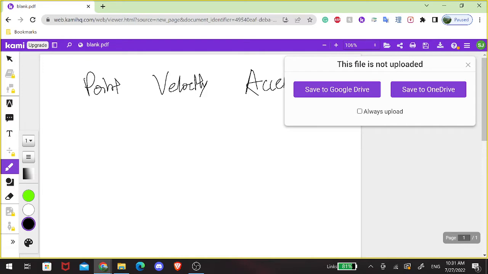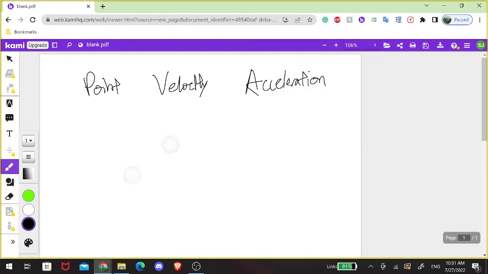So what is point? Your point is most likely going to be your f of x. But you gotta watch out, because sometimes they'll give you velocity as f of x, and that's when you gotta take the integral to find the point, which we're gonna talk about in a future video. But for now, know that point is f of x.